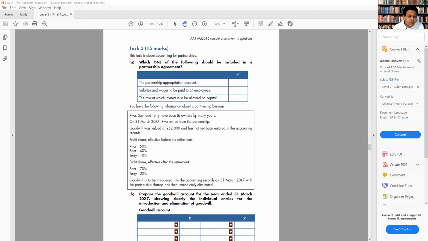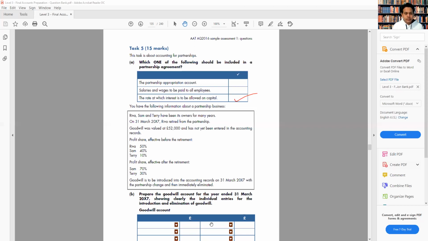Remember that interest on capital is not very common, because partners give the money to the business to run the business. But sometimes the partners decide that whatever investment they make in the business, they will take some interest on that. So if the partners decide to take interest on capital, then you have to include that in the partnership agreement. So yes, we have to include that in the partnership agreement. That will be our answer.